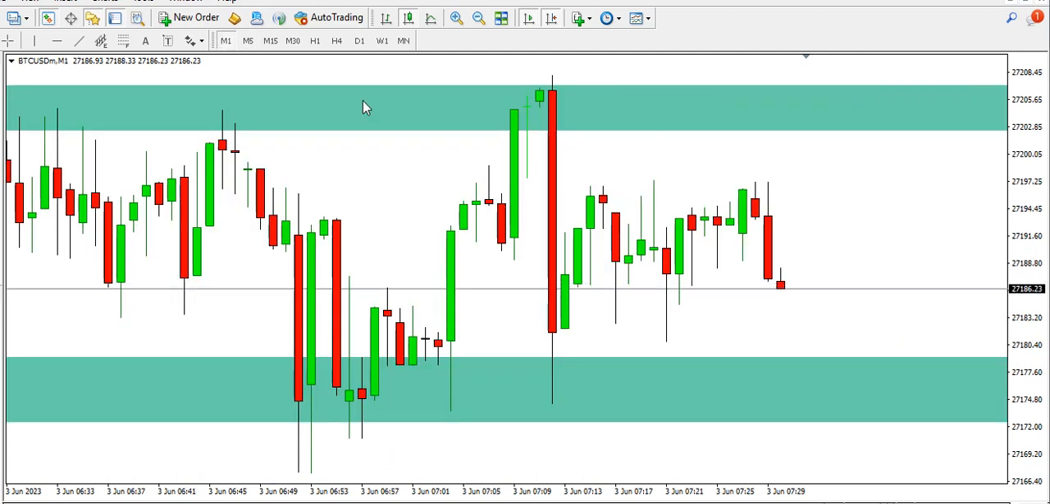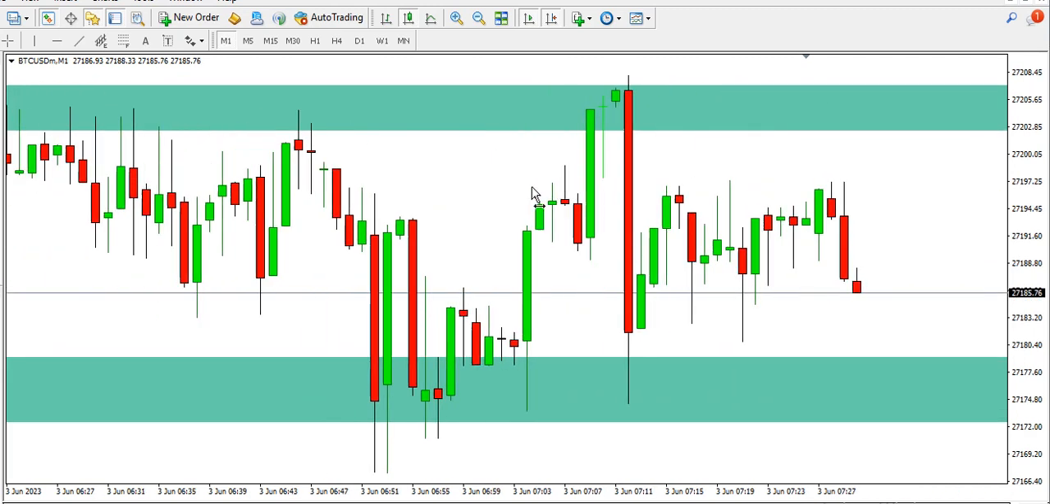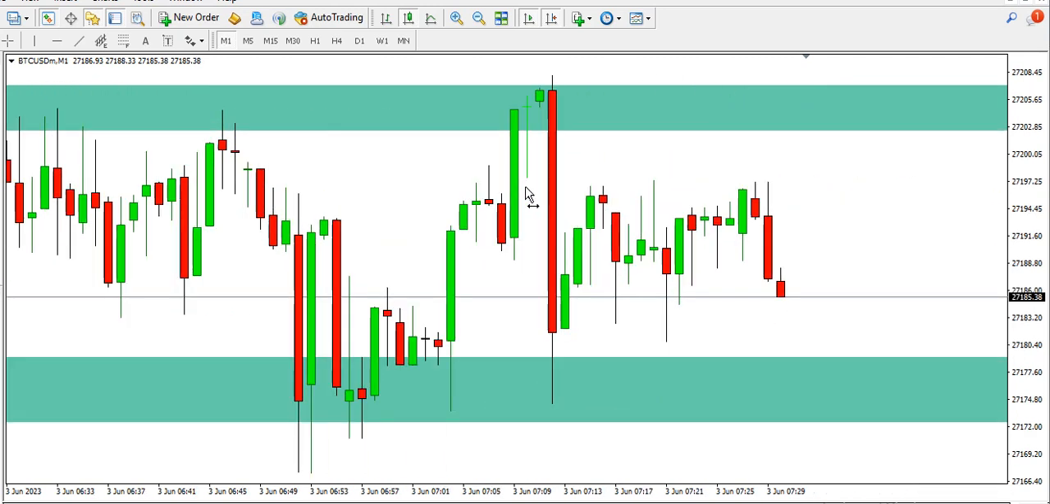On the 1 minute time frame, price is ranging. We might want to wait for a range breakout before we take our trade decision. So that's that for today's video on BTCUSD, how to trade BTCUSD on the lower time frame.